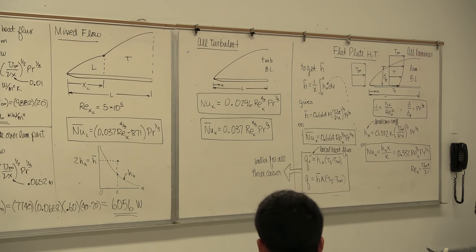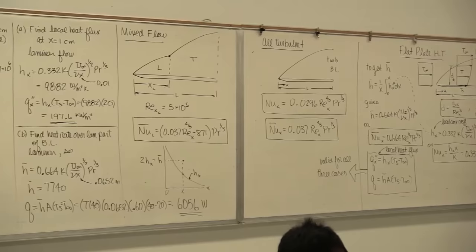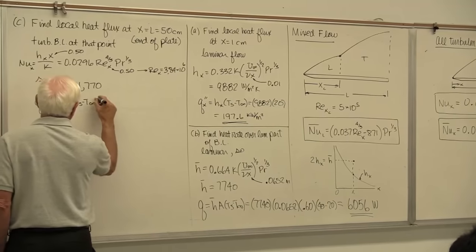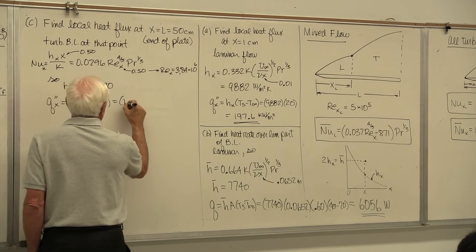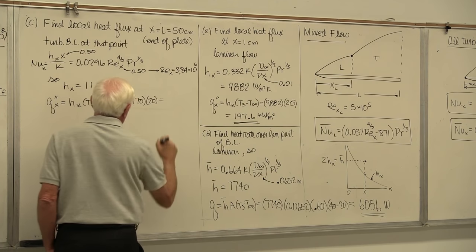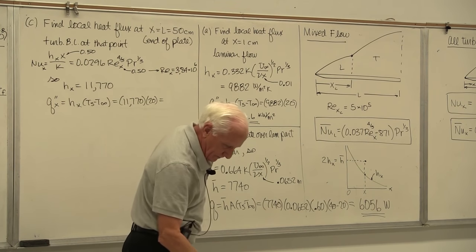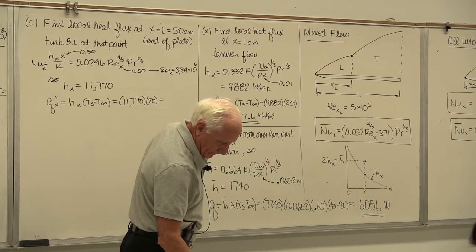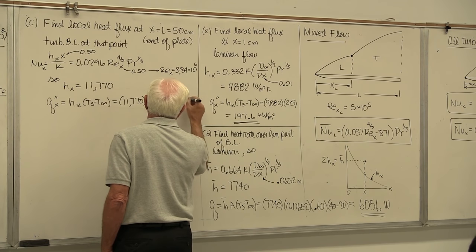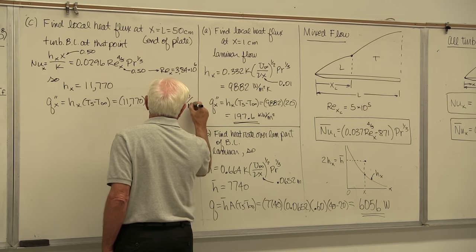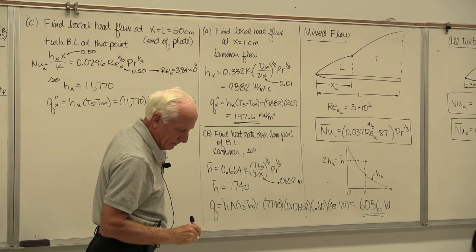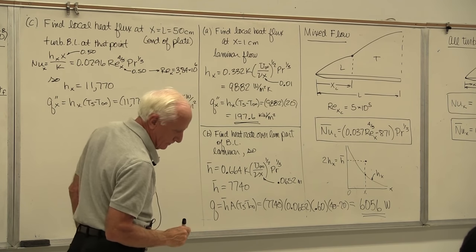So, one more time. q_x double prime equals h_x times (T_s minus T infinity). And this gives me 235,000 watts per square meter, 235 kilowatts per square meter. That's the heat flux at the location at the end of the plate, x equal 50 centimeters.